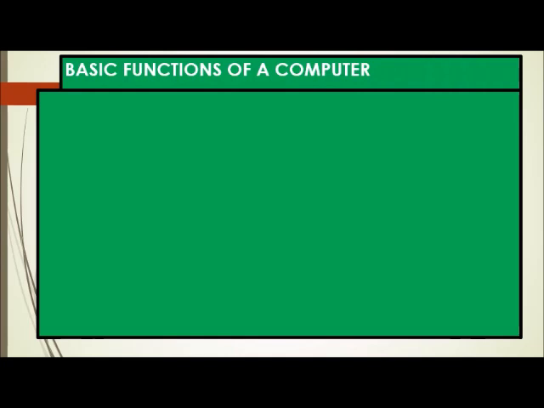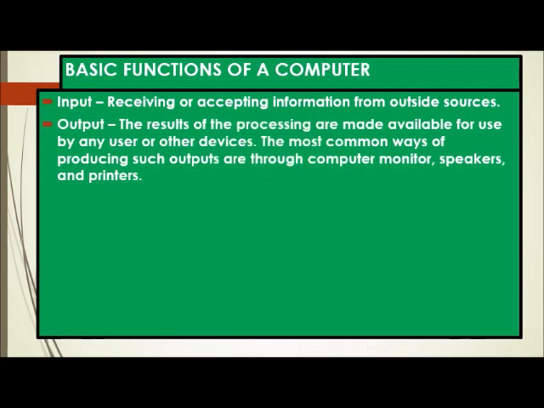Basic functions of a computer. 1. Input, receiving or accepting information from outside sources. 2. Output, the results of the processing are made available for use by any user or other devices. The most common ways of producing such outputs are through computer monitor, speakers, and printers.